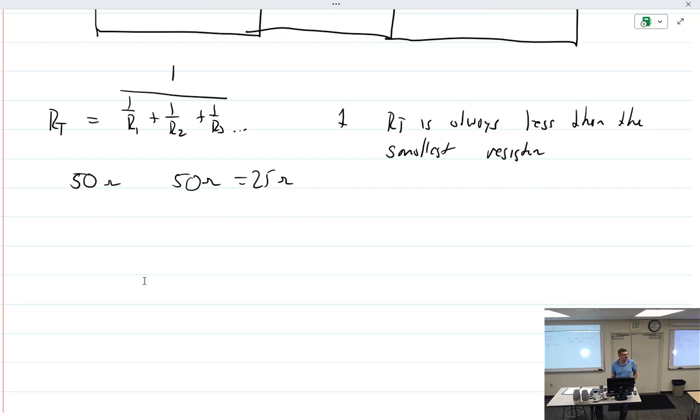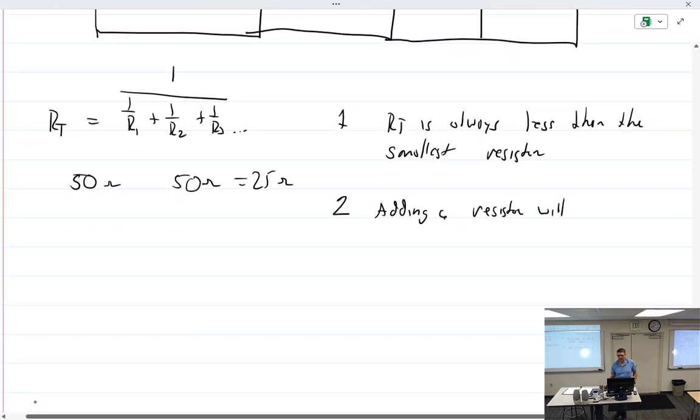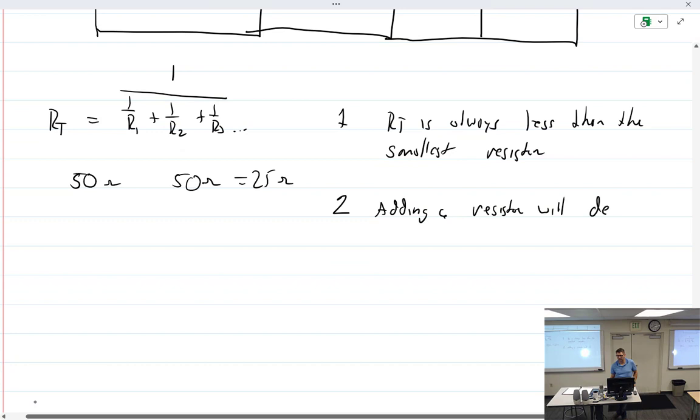Was there any other rules we need to think about? Let's see. If we add a resistor over here, right here, will that increase or decrease? It will decrease our total. So if I remove one, that will increase our total. It's like adding another pipe.